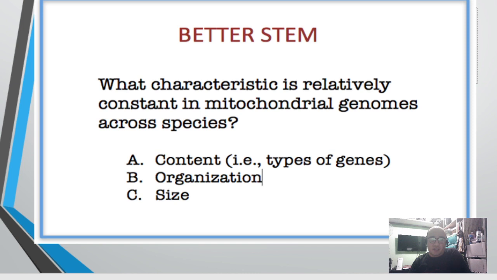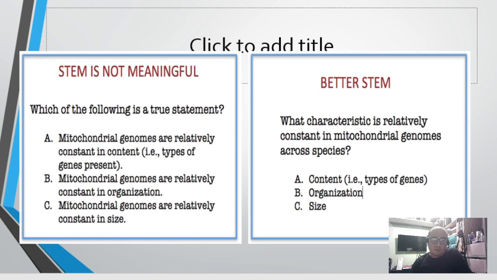This is a better stem: what characteristic is relatively constant in mitochondrial genomes across species? Usually a better stem is in the form of a complete question. So in comparison, we have there the meaningful stem and the not meaningful stem.